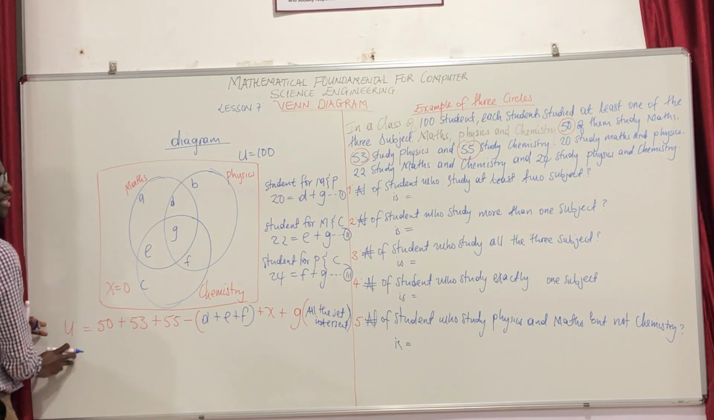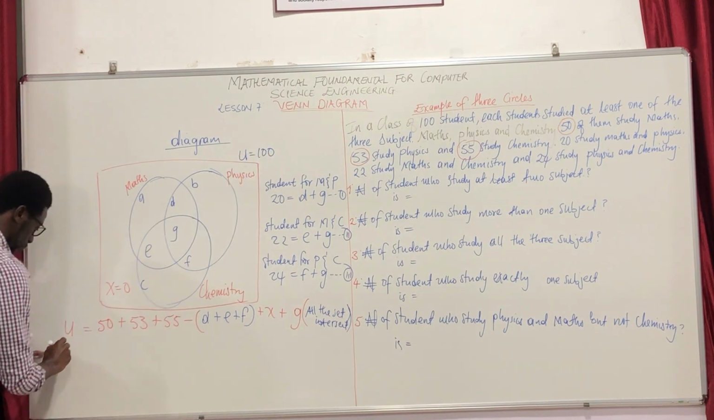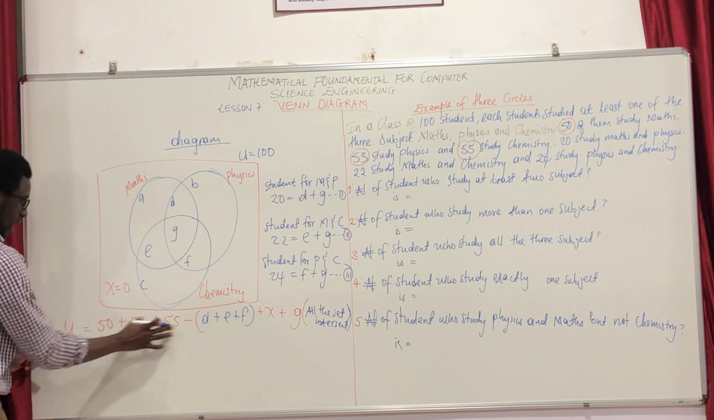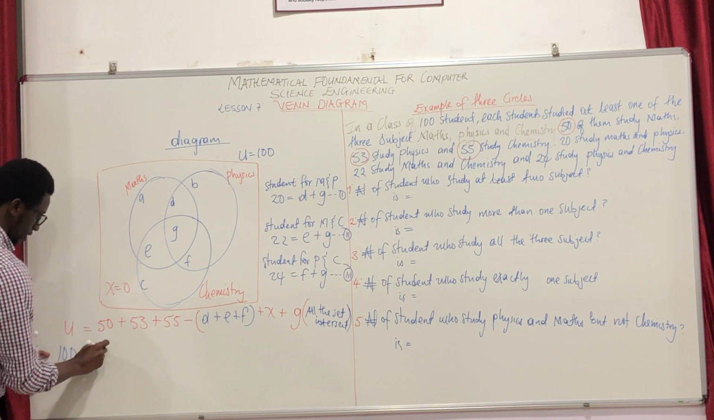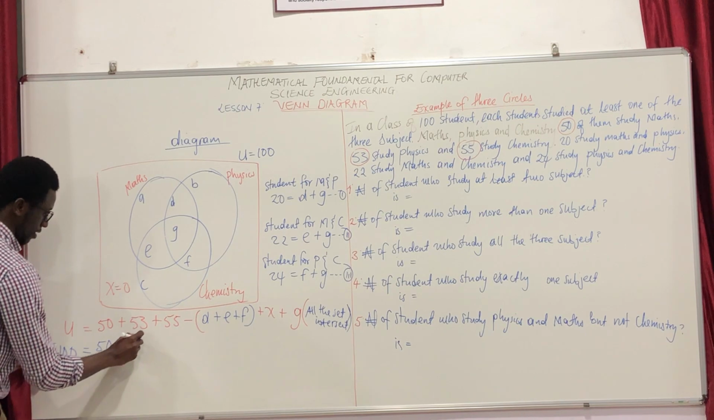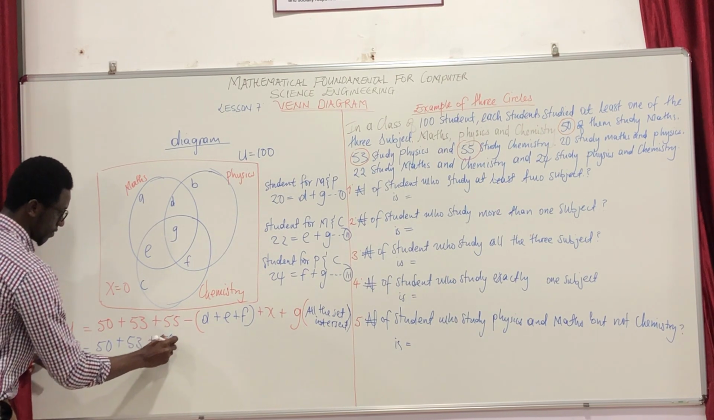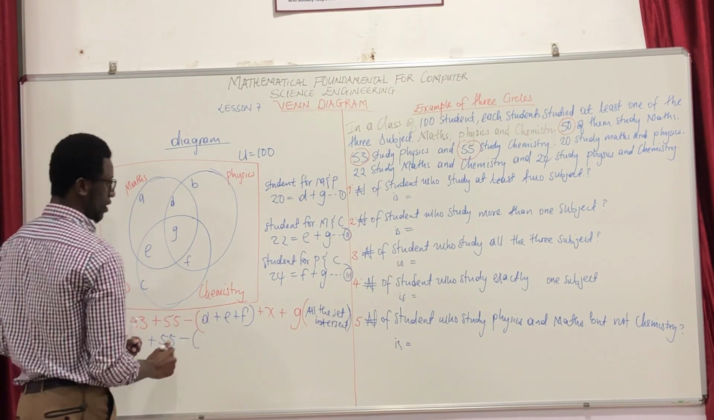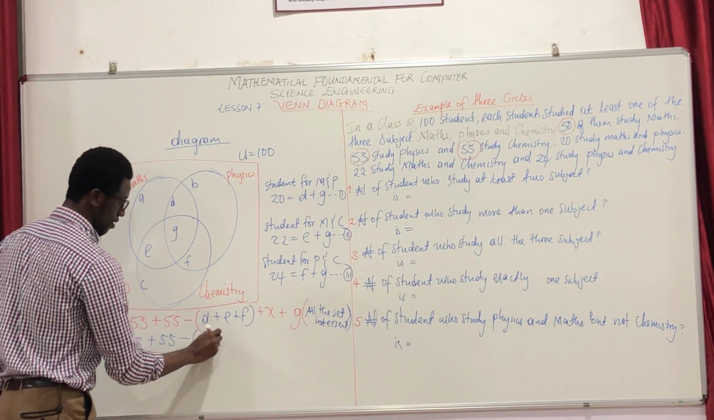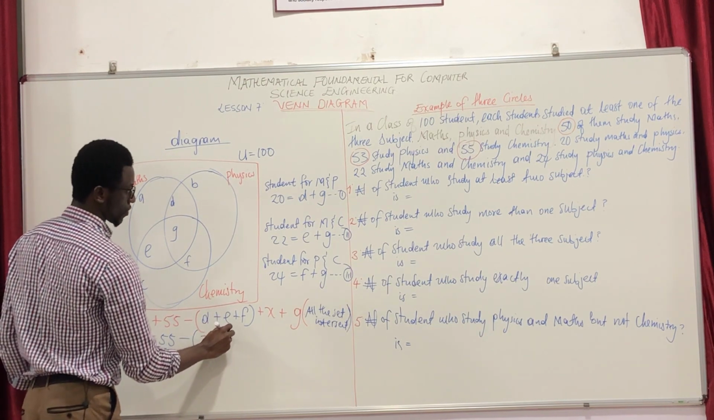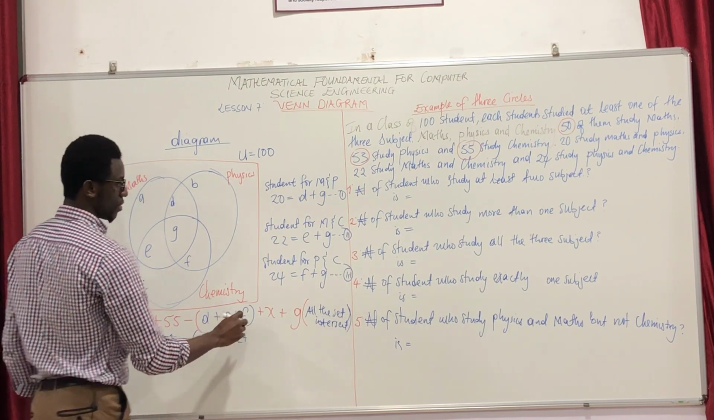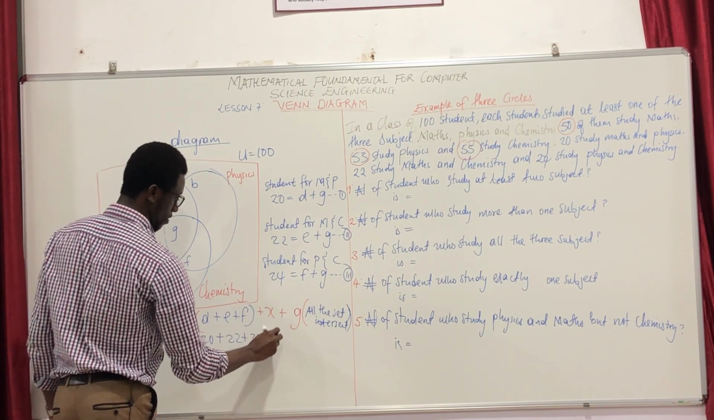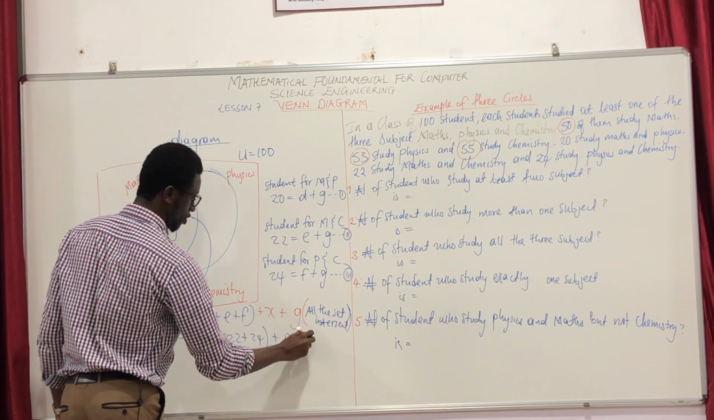So, our universal set here is 100. So we say 100 must be equal to, we add the total. Okay, let me just say 50 plus 53 plus 55 minus, so this is 20 plus 22 plus 24, plus 0 plus G.